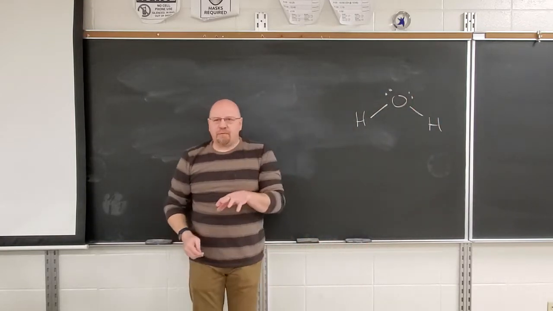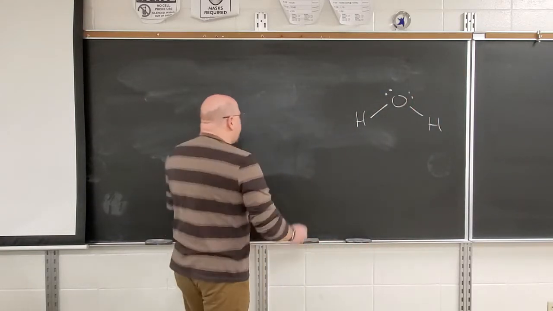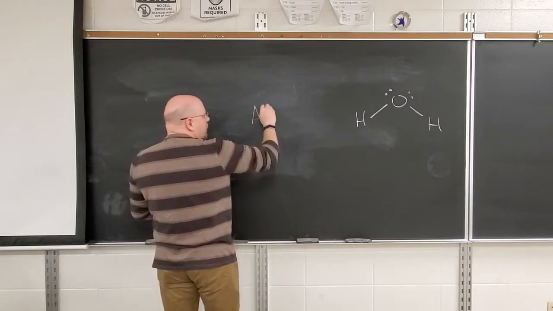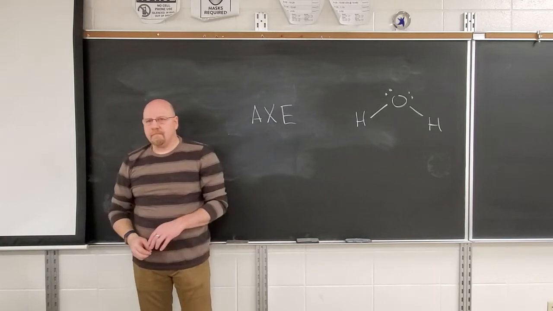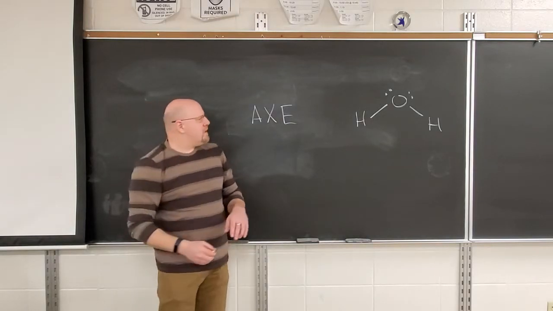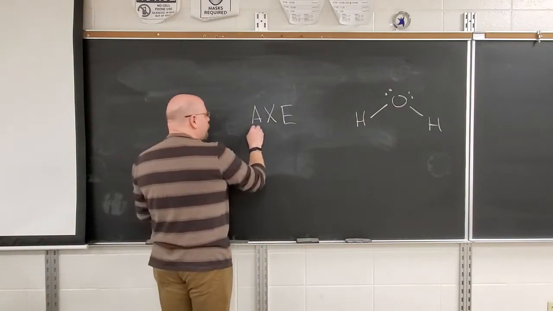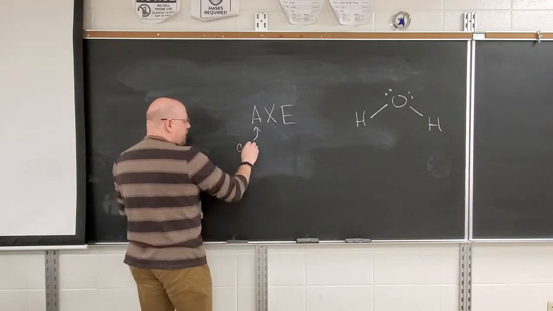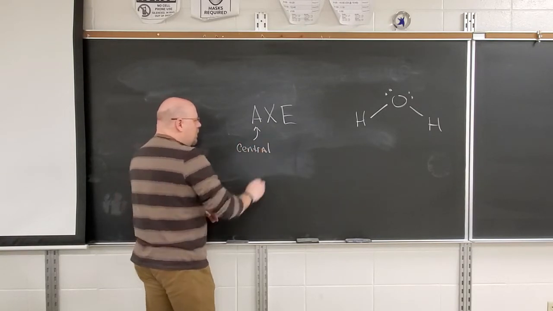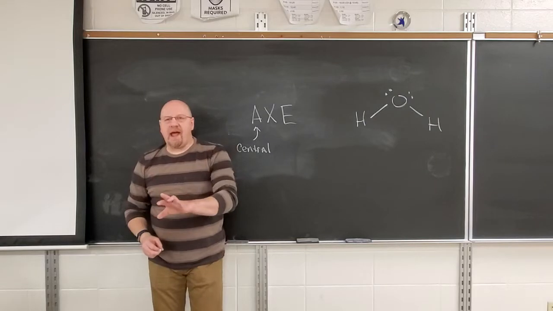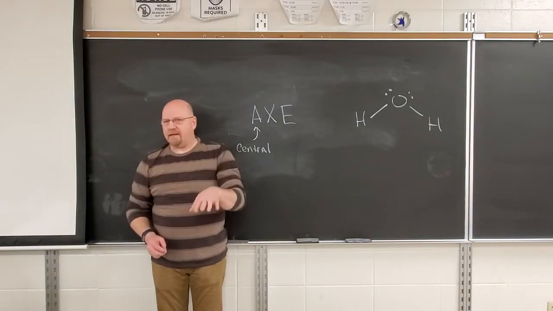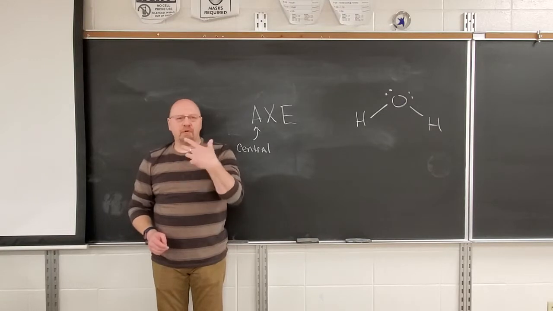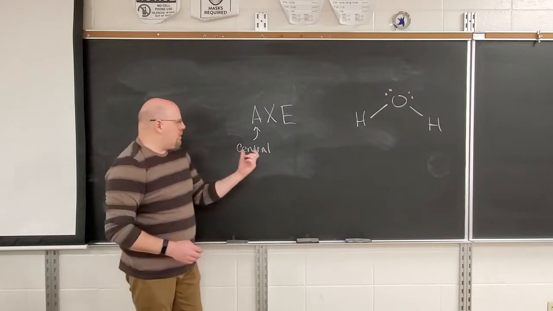So VSEPR notation is pretty straightforward. The format for it is always AXE of some sort. Okay? The A represents your central atom. You do not replace the A with the actual formula for the element. It's A, but it's going to represent the central atom.